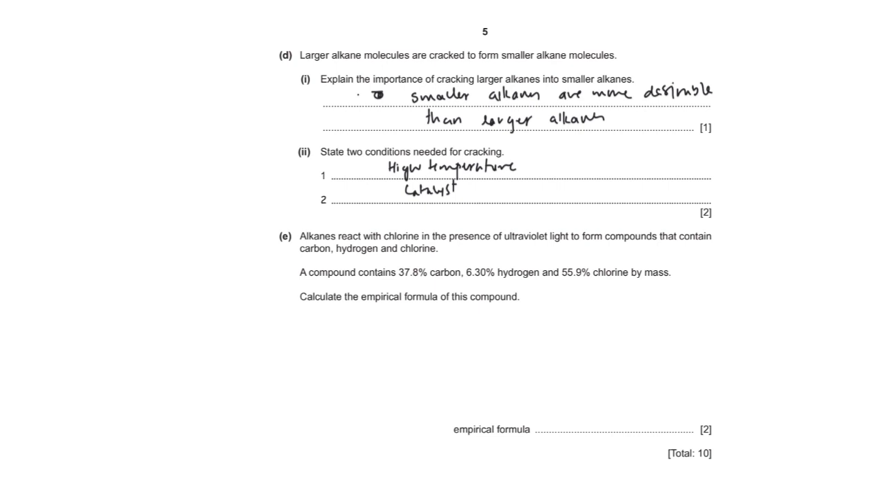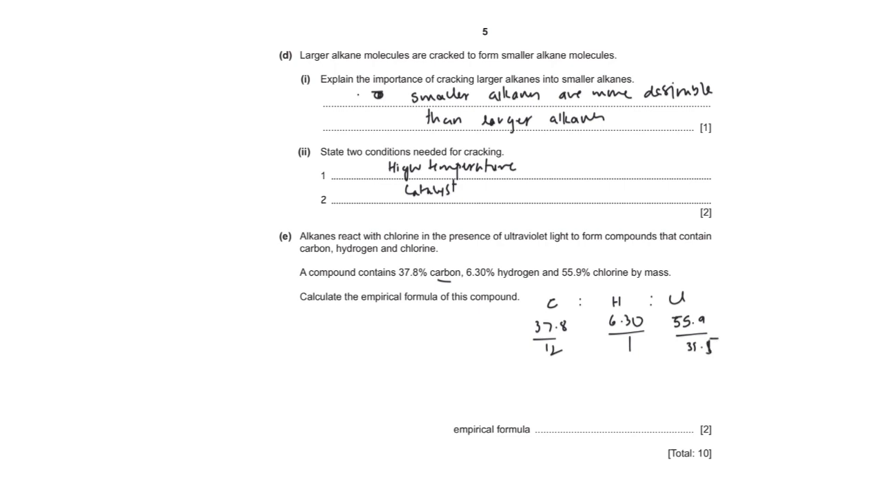Okay, now you need to calculate the empirical formula. You have carbon, hydrogen, and chlorine. Carbon's percentage is given as 37.8, hydrogen's is 6.3, and chlorine is 55.9. So divide them by their atomic masses first, 1 and 35.5.